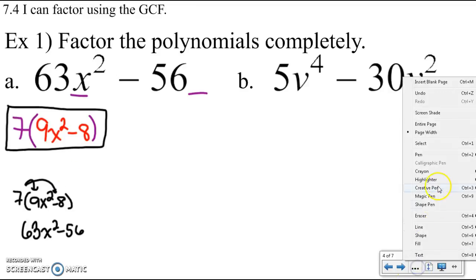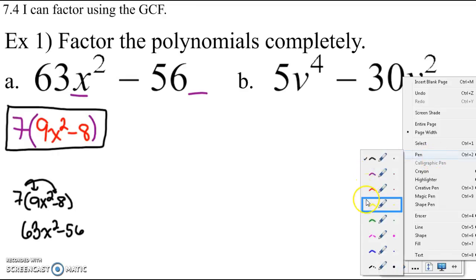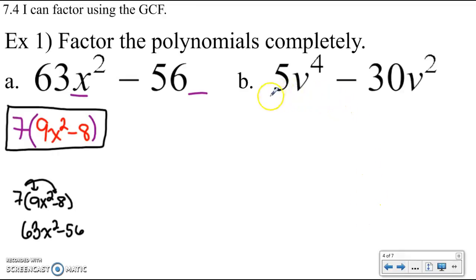Let's do another problem here. For the next one, I look at my coefficients, and I know that I can divide both 5 and 30 by 5. So I'm going to write that down. And then I'm going to look at my variables, and just like on Friday, since I have v's in both terms, I need to look at the smallest exponent, which is 2 here. So I'm going to put a v squared out as part of my GCF.